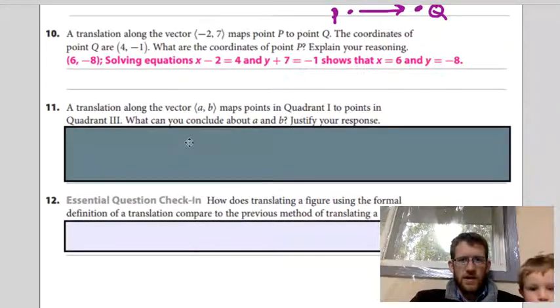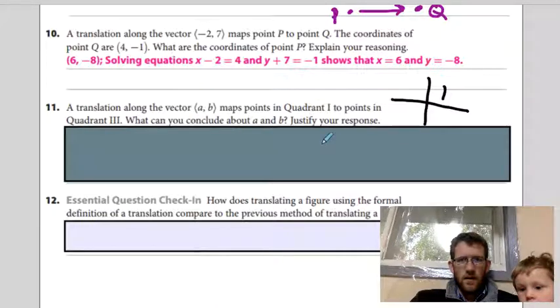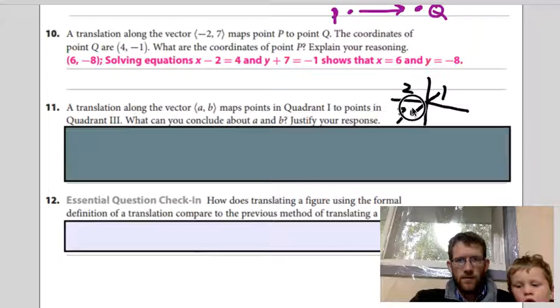11, a translation along vector AB maps points in quadrant 1 to points in quadrant 3. What can you conclude about A and B? Okay, quadrant 1 is over here, and it says it points to quadrant 3. So this is 2, 3. So the only way we can go from 1 to 3 is if both components of that vector are negative.